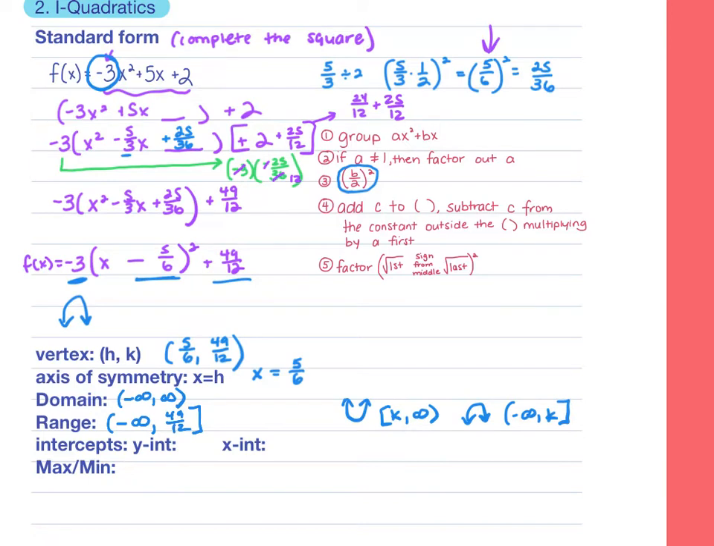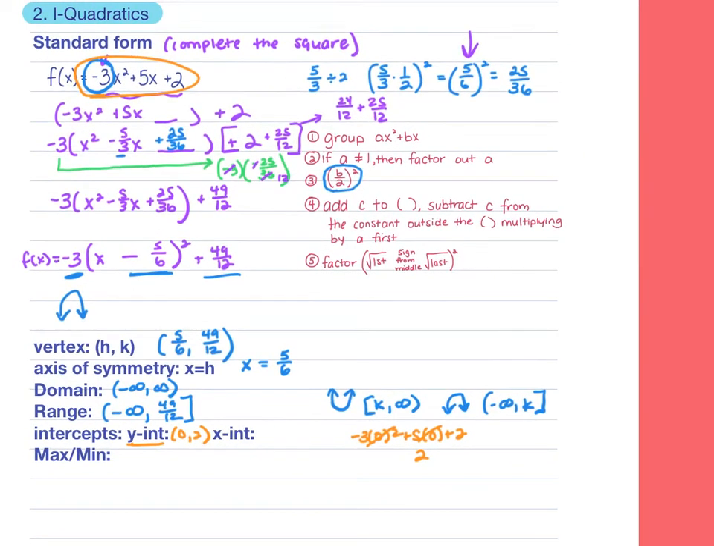To find the intercepts, let's do the y-intercept. Plug 0 in for x. I do that easiest from the original form: -3 times 0 squared plus 5 times 0 plus 2. This is gone and this is gone, it's just 2. So that'd be 0, 2.